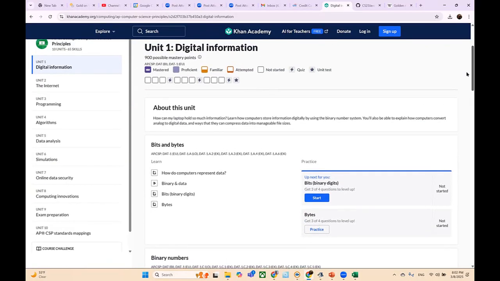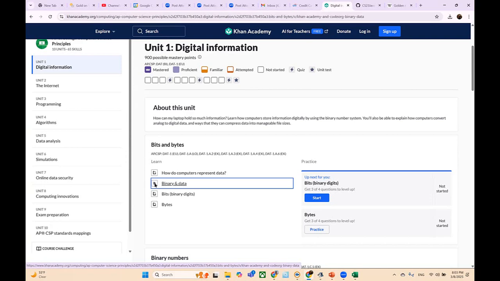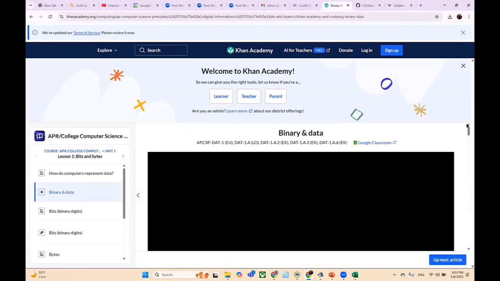order, okay? So for example, unit 1, bits and bytes, okay? How does a computer represent data, binary, bits and bytes. They will talk about binary and data, okay? So there is a video you can watch.